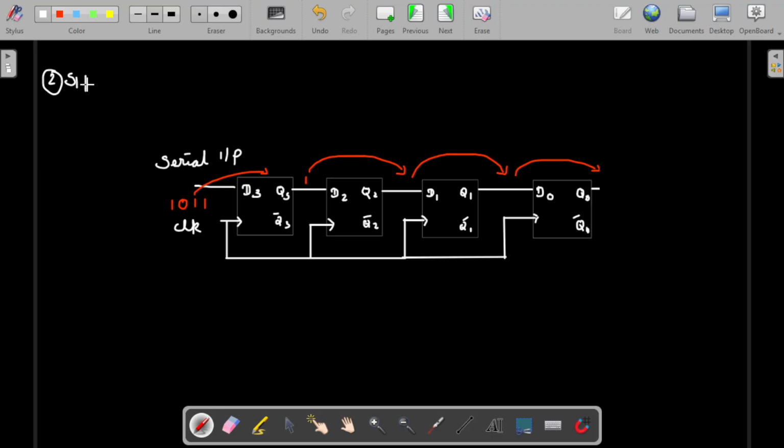So SIPO. Here, instead of taking the output at this level only, we can take the output at every level. So here we will take the output, here we will take the output, and here we will take the output. The input is serial only, but the output is parallel. So think about what will happen. How can we get the data here? How many clock pulses are needed to provide the input?